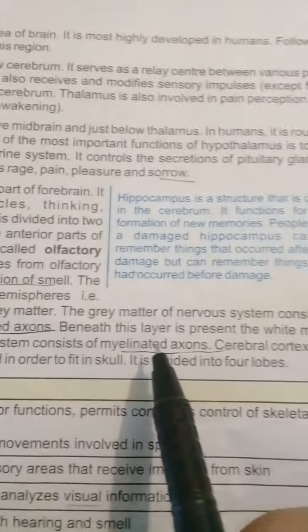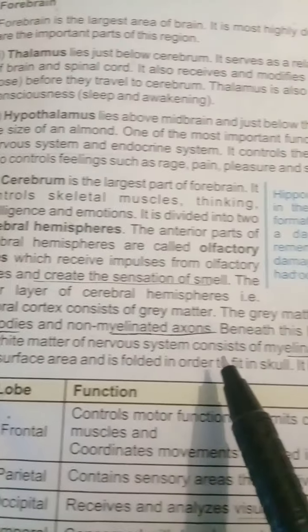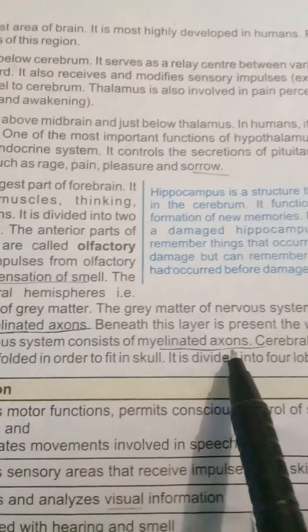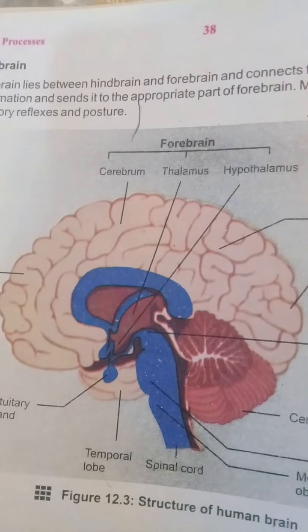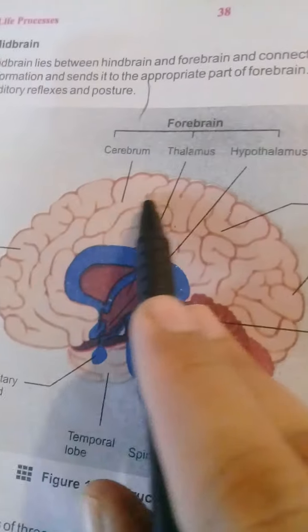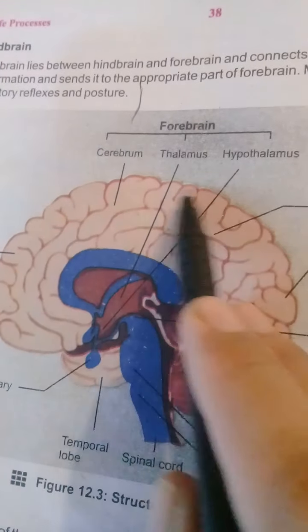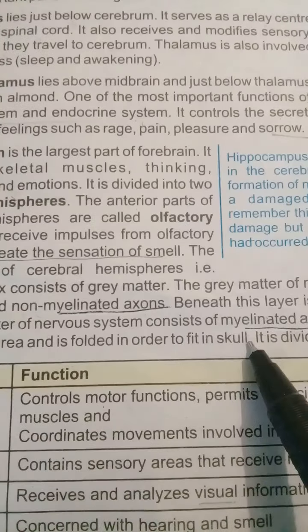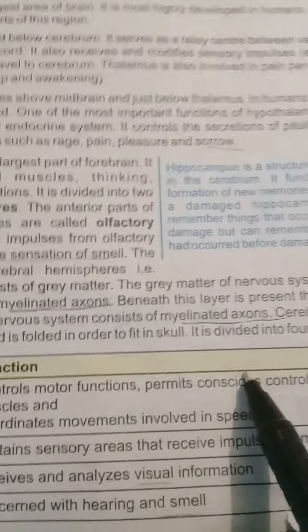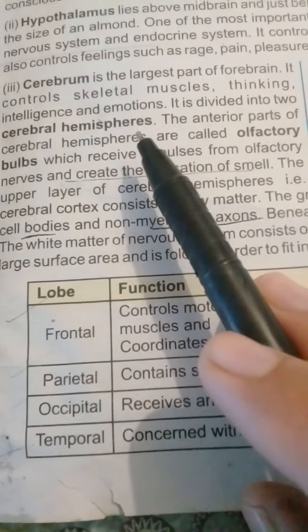But behind the layer, there is white matter that is composed of myelinated axons and cell bodies. The cerebral cortex has a large surface area, as you can have a look from the diagram. This surface area is folded into the skull with perfect organization. This surface area is divided into four lobes that are also called lobes of the cerebrum.